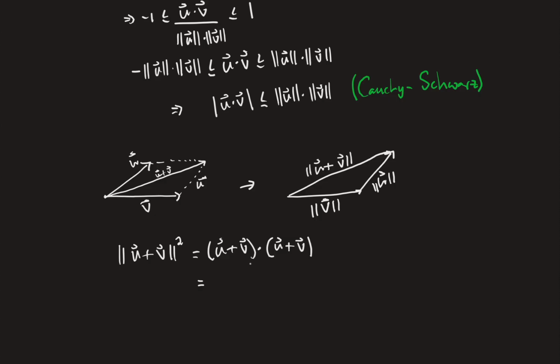I can apply that one, and this would be u dot u. So basically what we're doing here is foiling out a dot product of a sum of vectors, right? So u dot u, and then in the middle we're going to have plus u dot v, and then plus, again now with the v, so v dot u, and then finally plus v dot v.